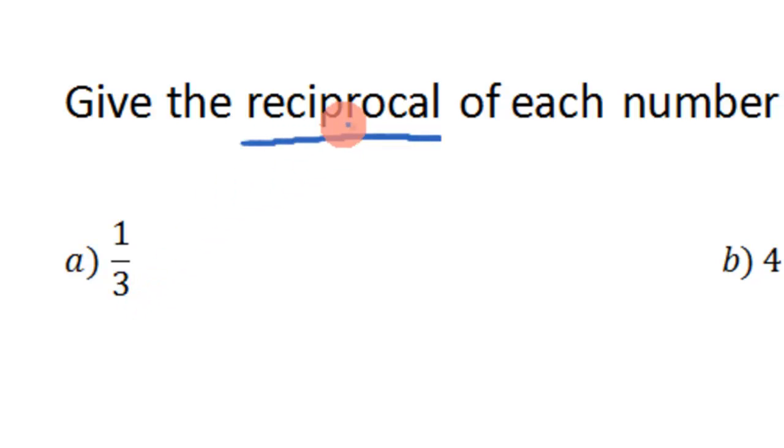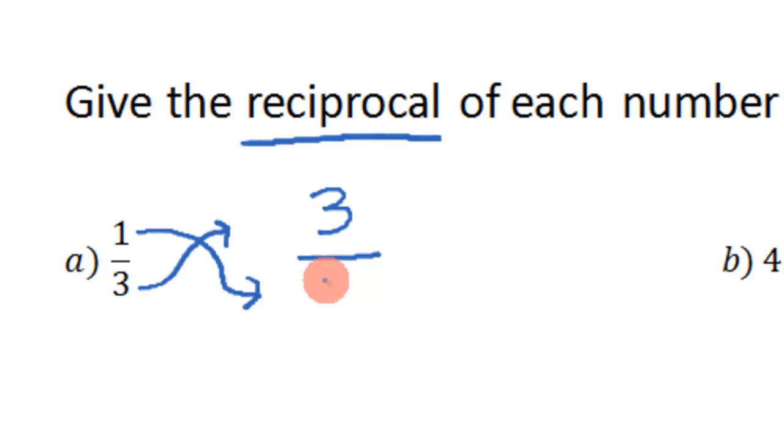To find the reciprocal of 1/3, we're going to switch those two. So the 3 becomes the numerator of the reciprocal, and the 1 becomes the denominator of the reciprocal. So the reciprocal of 1/3 is the number 3/1, or 3. Now here's how you check.